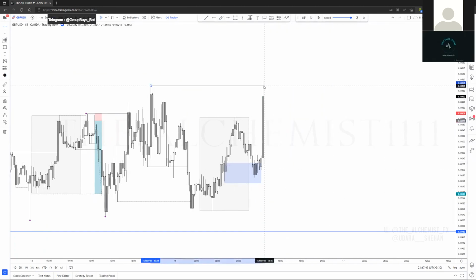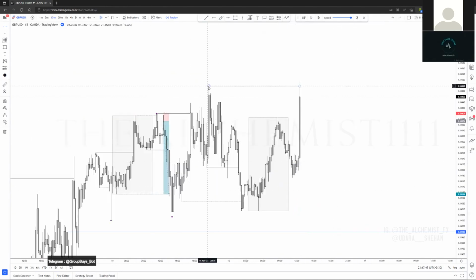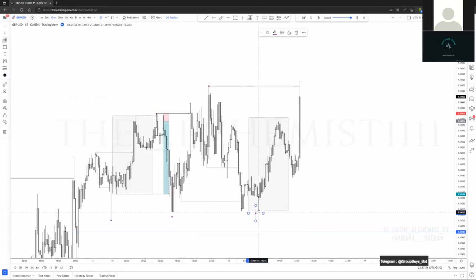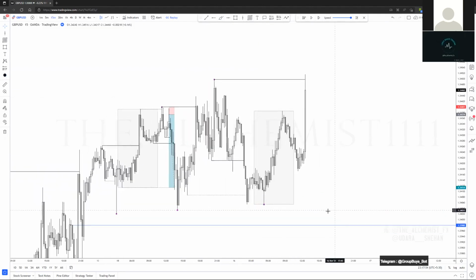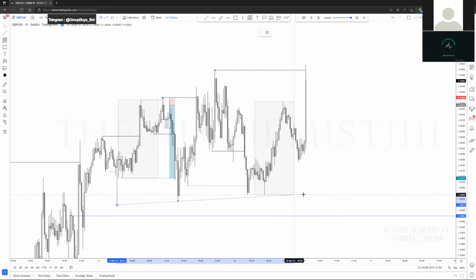Okay, shot up. And then they took out this high. So after taking out this high, this turns into the low of the next range, right? Yes. Okay. But don't forget to look at the liquidity, because what are they doing now? Look at these trend lines. Can you see that?